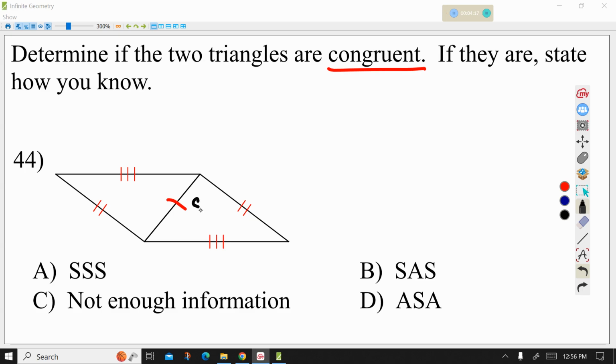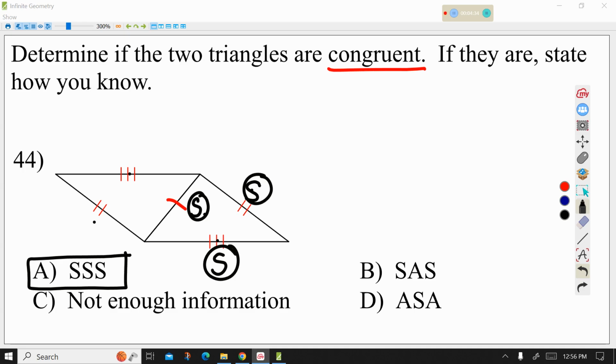So this side is equal to that side. This side is equal to that one, okay? And like I said, this one was equal to itself, so you guys got to watch out for that, okay? And then this side with 3 marks is equal to the other one with 3 marks. So that gives me another S, and now I can read what my answer is. It must be side, side, side, okay?